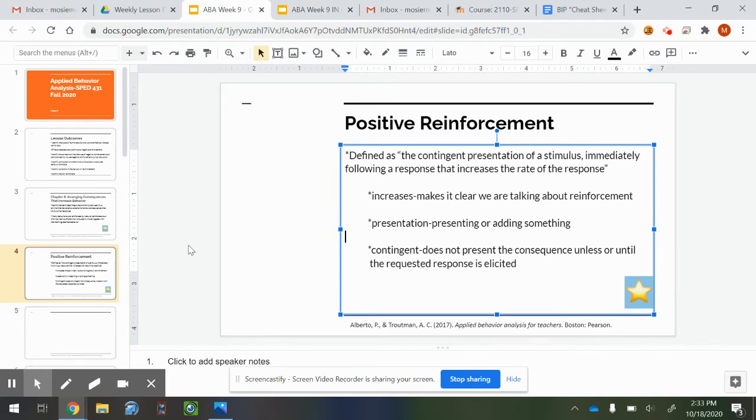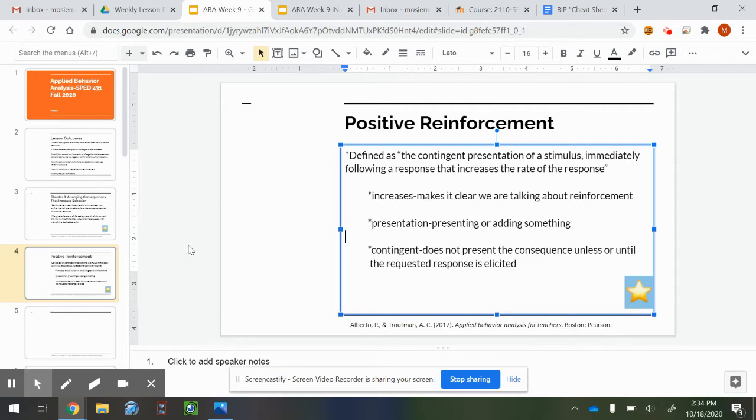When we talk about positive reinforcement, we're talking about the contingent presentation of a stimulus immediately following a response that increases the rate of the response. So there are three words here that are really crucial to this definition of positive reinforcement. The first one is the word increases. So the word increases in this definition makes it very clear that we are talking about reinforcement. The word presentation, meaning that we are presenting or adding something. So there's that positive part. We're presenting them with a stimulus, therefore, that will increase our behavior.